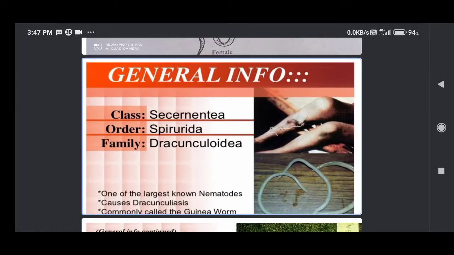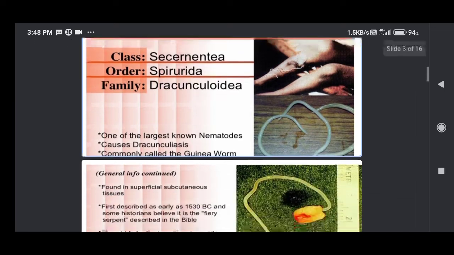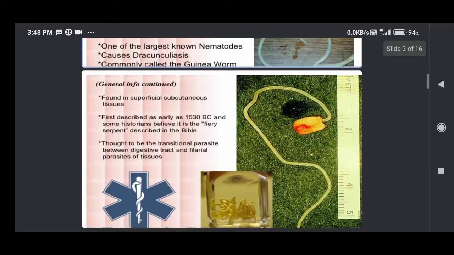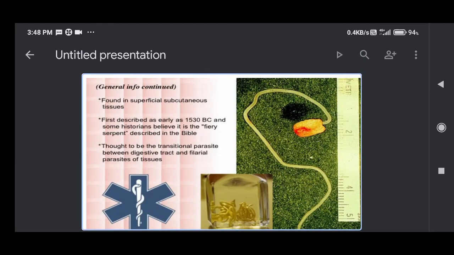It is one of the largest known nematodes. Dracunculus medinensis is the largest nematode, with a length of up to 60 centimeters, and it causes Dracunculosis, commonly called Guinea worm disease. It has a great history, dating back to nearly 1530 BC. This disease in human beings is written about in the Bible.